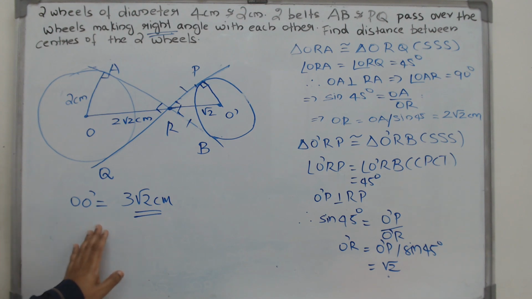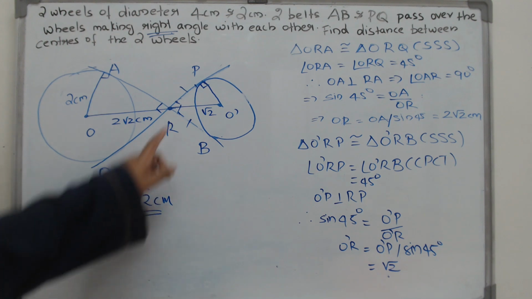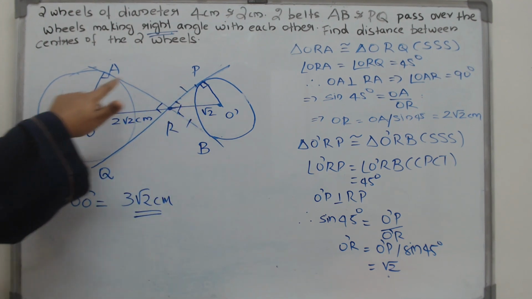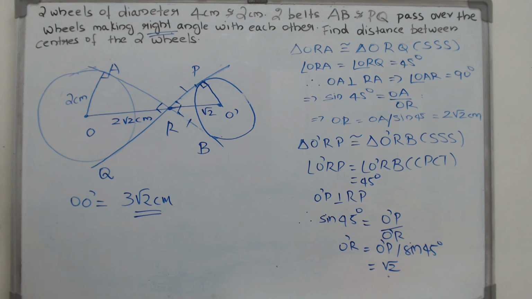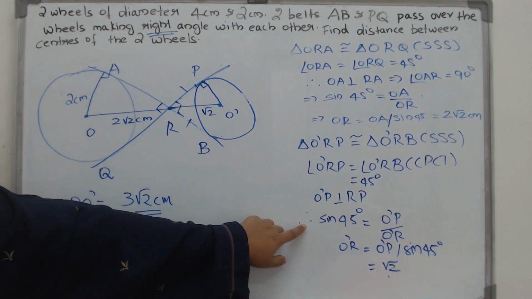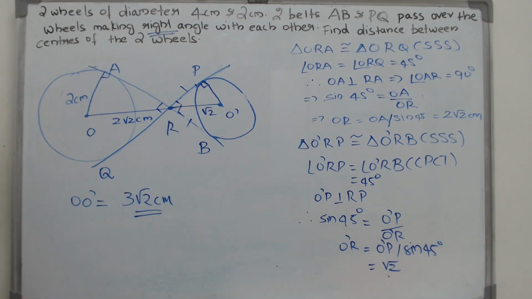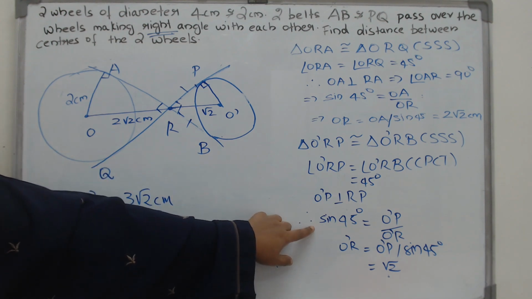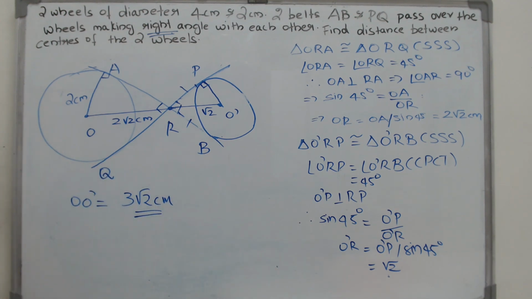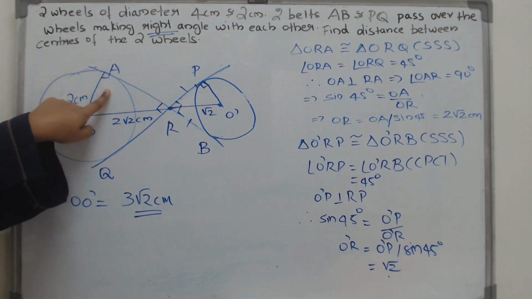Now you notice how to find sine 45. We first have to make sure that we have a right triangle in both these places. We first made sure that we had a right angle so that we can apply this formula, so that we can get a sine 45, because the sine value is opposite side by hypotenuse. So you need a hypotenuse, for which you need a right angle.